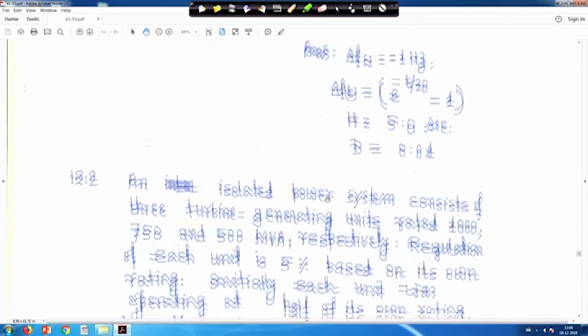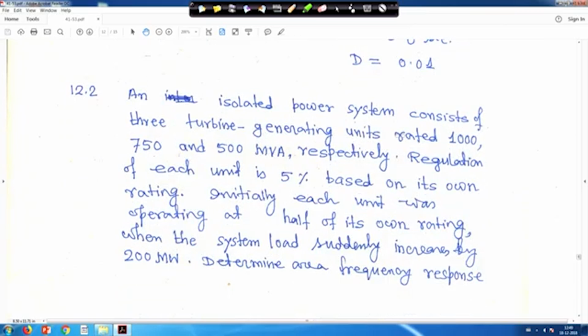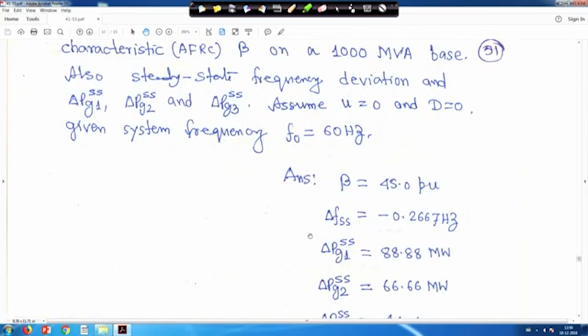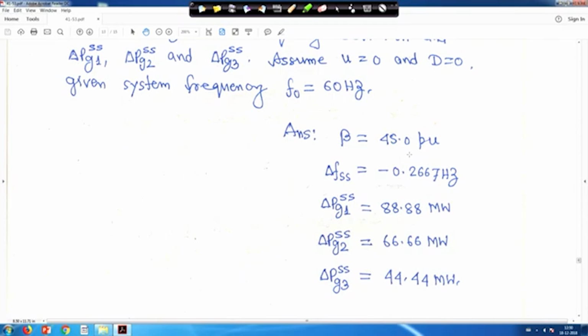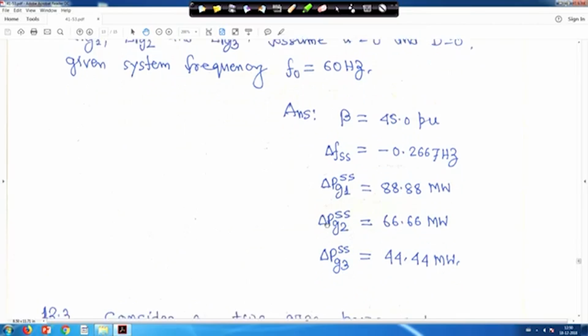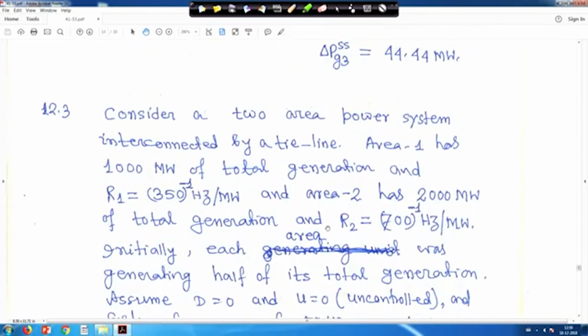The second example is that an isolated power system consists of 3 turbine generating units rated 1000, 750 and 500 MVA respectively. Regulation of each unit is 5% based on its own rating. Initially each unit was operating at half of its own rating. When the system load suddenly increases by 200 megawatt, determine the area frequency response. The answer is given, beta is given, and area frequency response means the area frequency response characteristic beta, and all the answers are given. Now, the next problem you will do yourself.